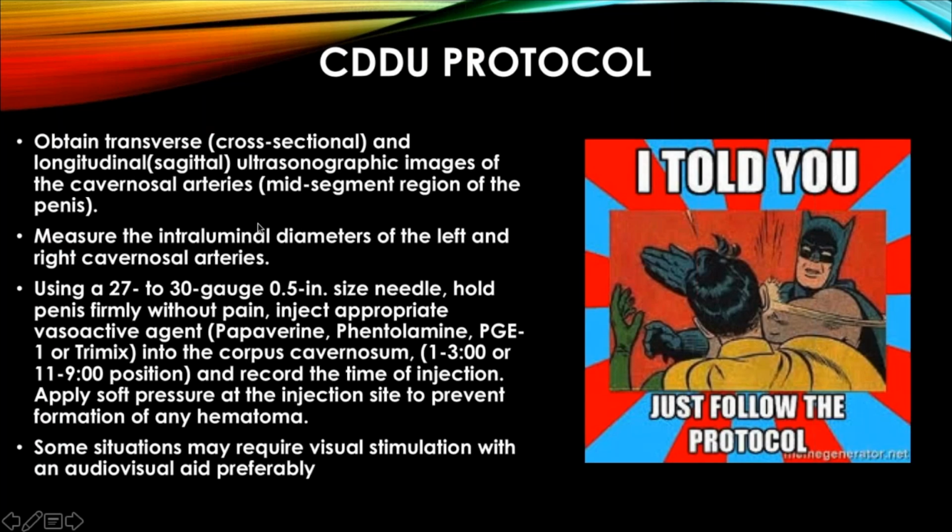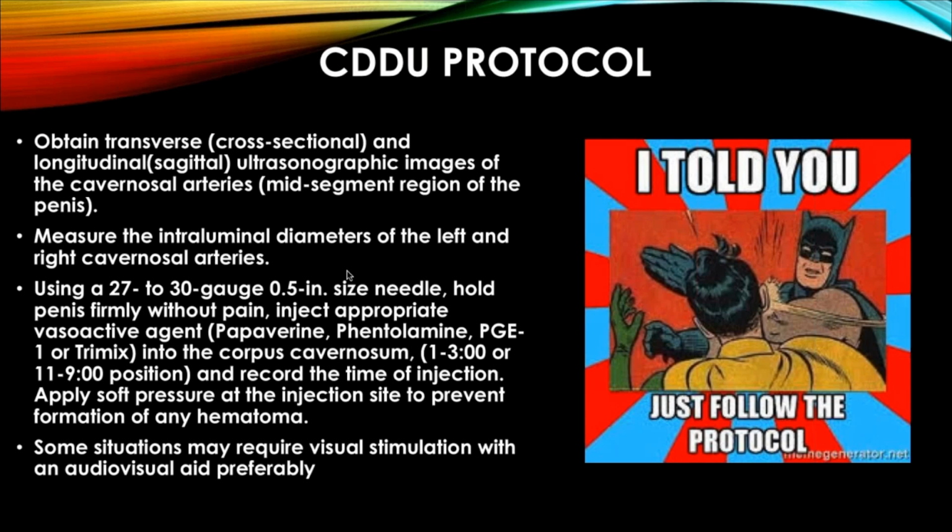So next, we're going to obtain the transverse and longitudinal images. And again, you want to get the artery in the mid segment of the penis. You want to take measurements of the intraluminal diameters on the left and right. And then we would start doing the injection. The injection is done with a very small needle, 27 to 30 gauge. And we use one of the following agents, either papaverine, phentolamine, prostaglandin, or a mixture called trimix. And we inject into the corpora cavernosum. And I'm going to show you a brief video about how to do that.